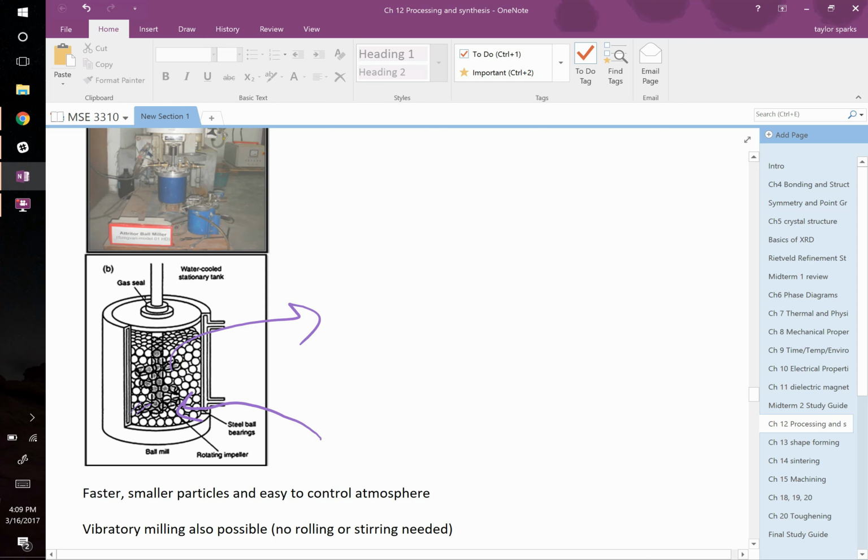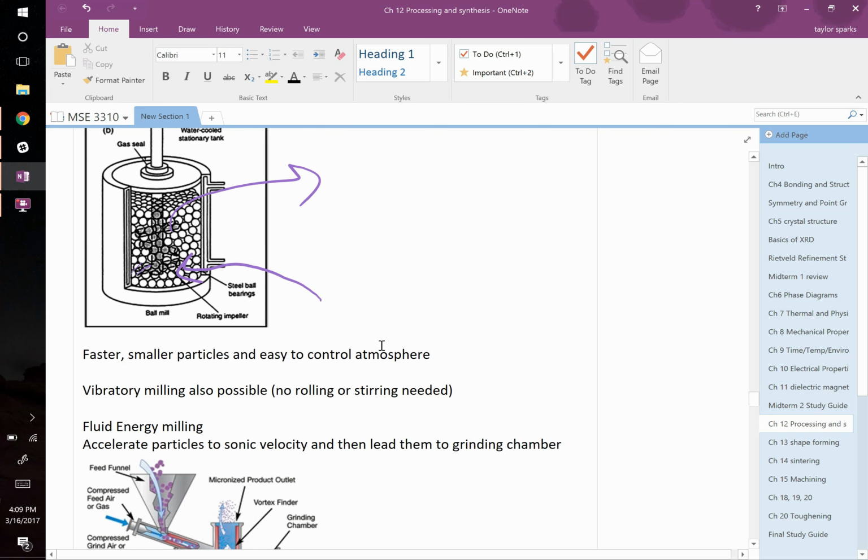Or you could have another material flowing through there like a gas, right? Where that's going to ideally retain your media in here, but now you could have a controlled environment for, say, argon, or maybe you want an oxidizing or reducing atmosphere. You could control that because this is generally in a sealed atmosphere here, right? So that's attrition mills.